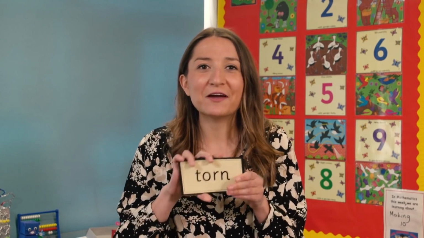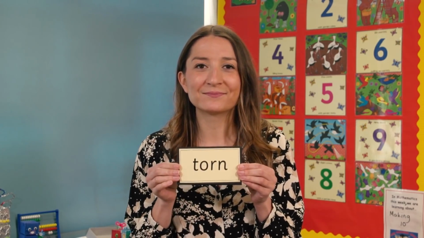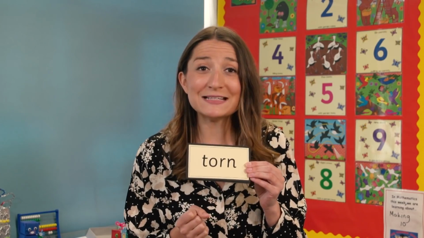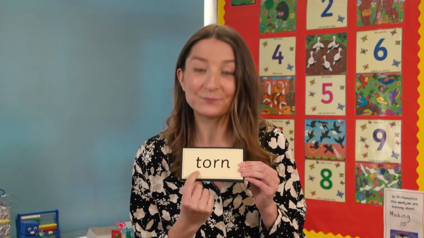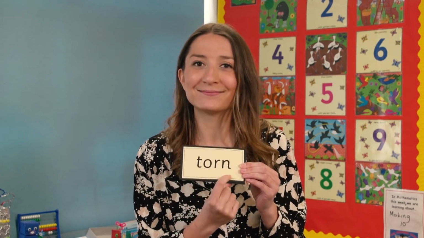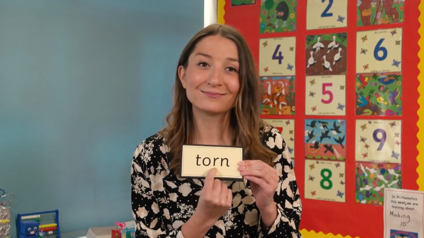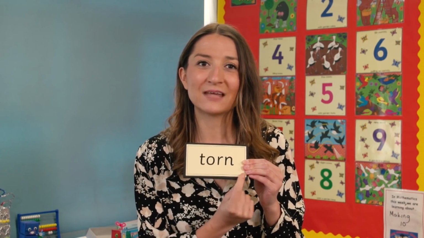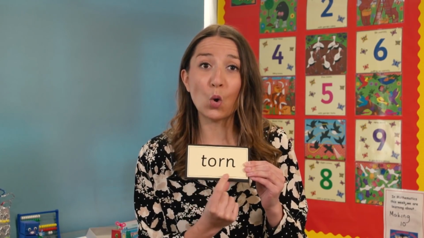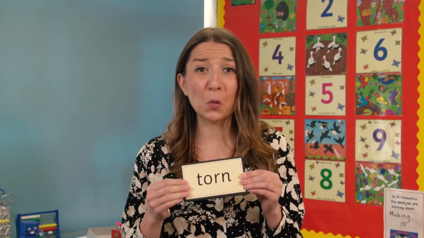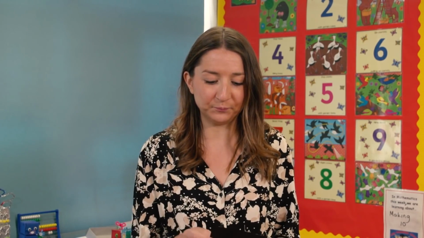Can you spot the digraph? Yes, the digraph is aw. Read each sound as I point. Now blend and read the word. T-aw-n, torn. The paper was all torn. Great reading. I'm going to mix the words up.